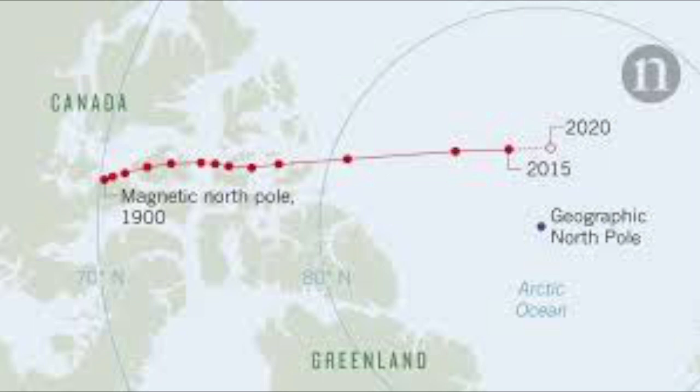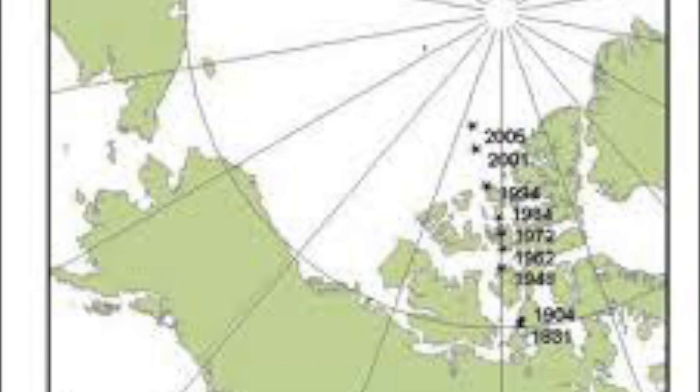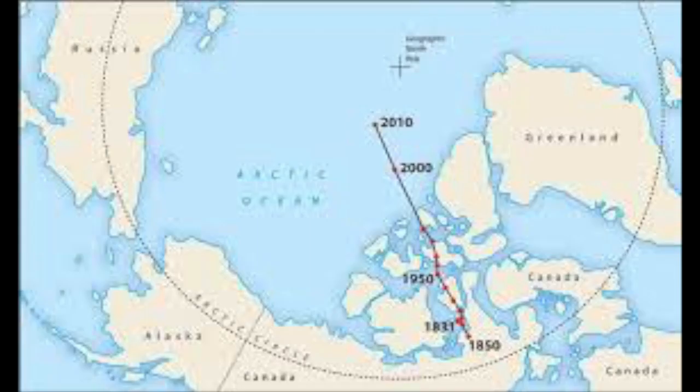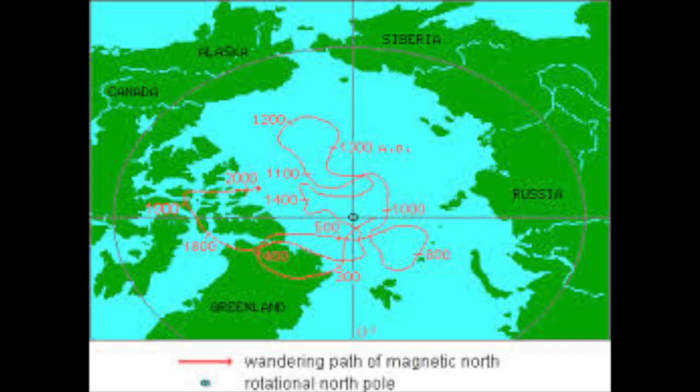This graph shows that in 1900, the magnetic south pole was in northern Canada. Today, it's actually pretty close to the geographic north pole. The poles are currently moving at a pace of about 34 miles per year.